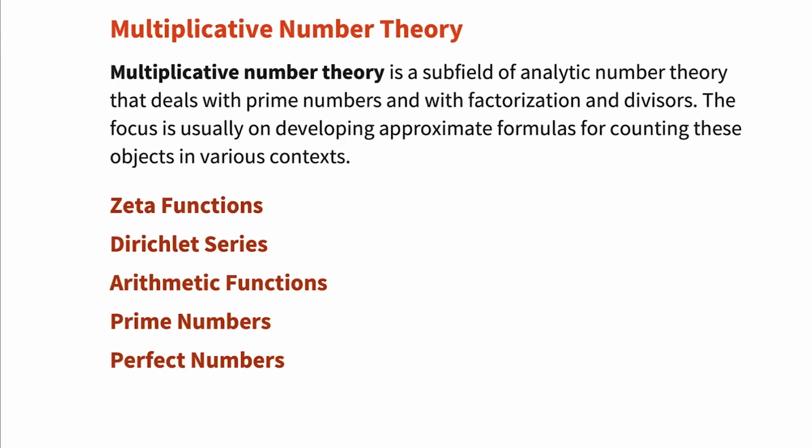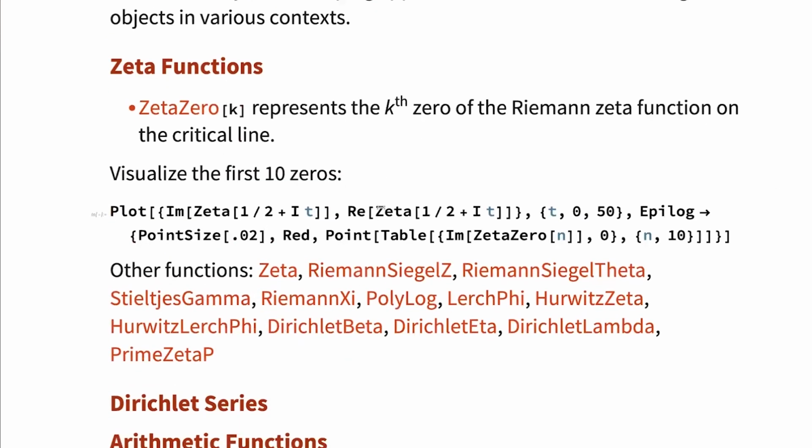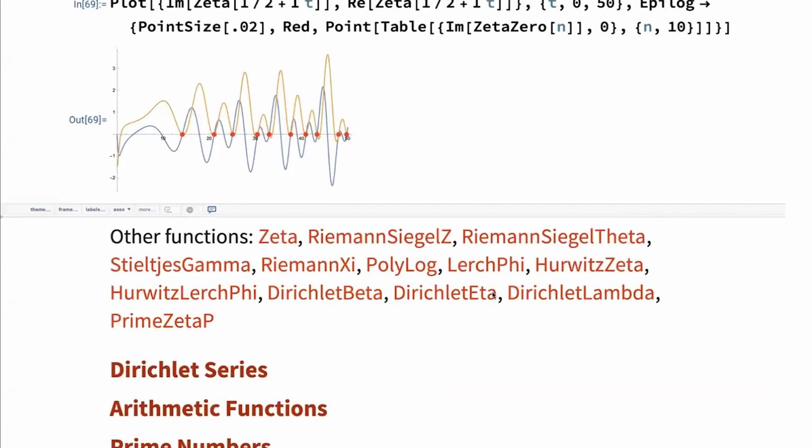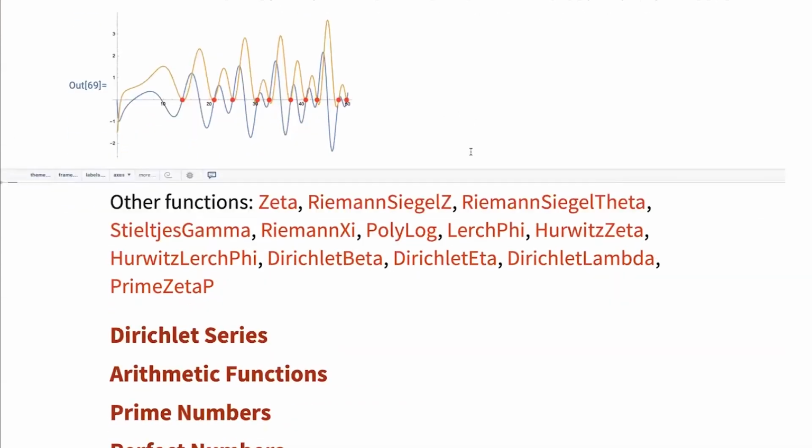So, Zeta functions. The Wolfram Language has a great number of Zeta functions implemented. For example, Zeta zero represents the zeros of the Riemann Zeta function on the critical line, and we can use that function to visualize the first 10 zeros of the Riemann Zeta function.